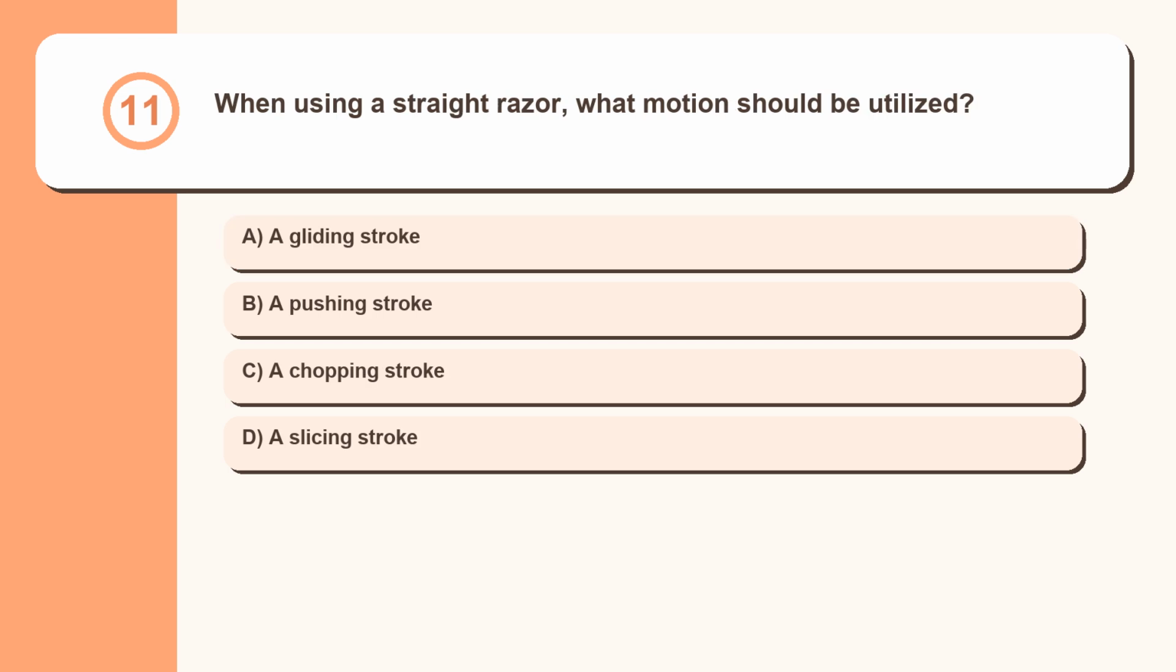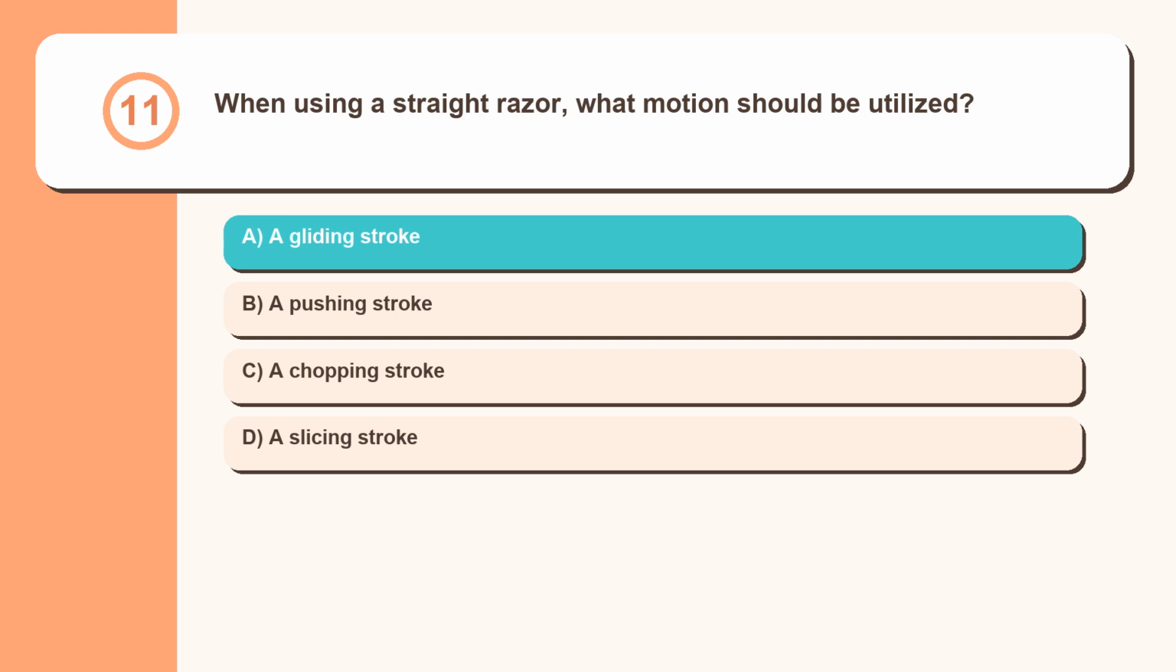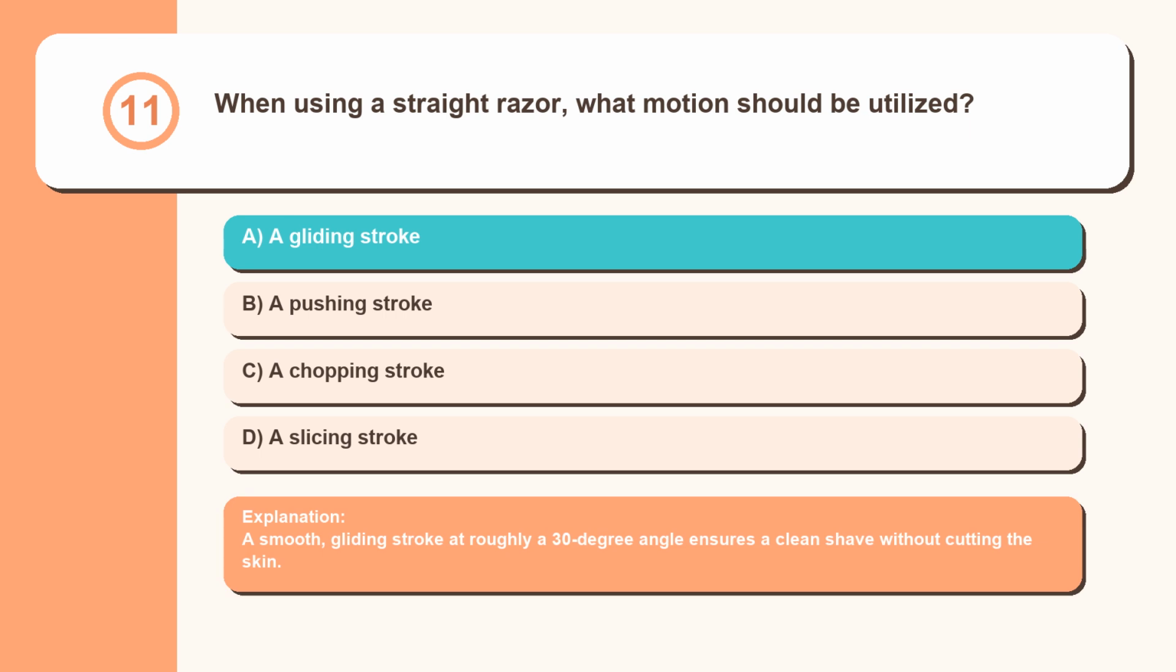Question 11. When using a straight razor, what motion should be utilized? A gliding stroke, a pushing stroke, a chopping stroke, or a slicing stroke? A smooth, gliding stroke at roughly a 30-degree angle ensures a clean shave without cutting the skin.